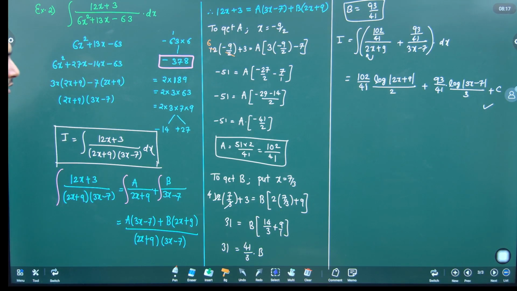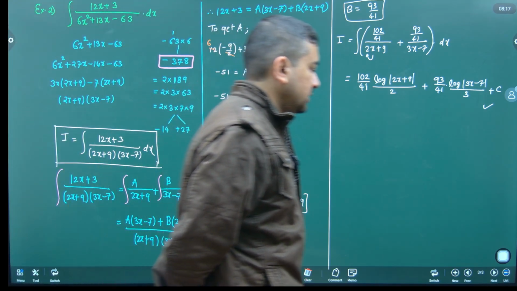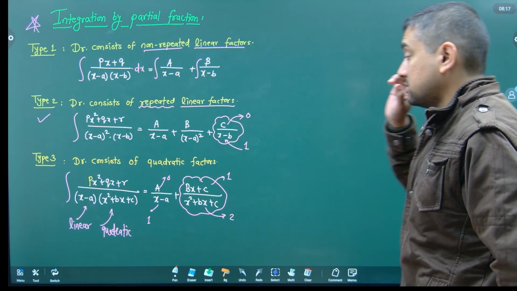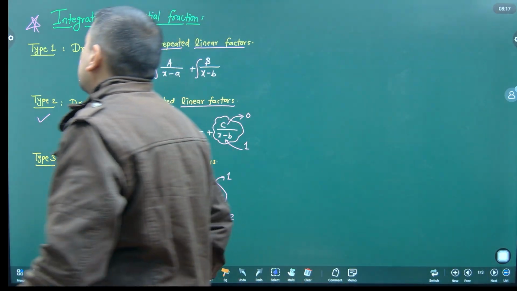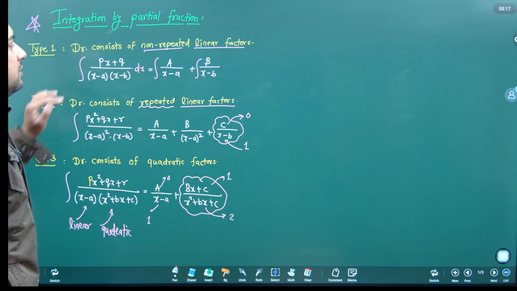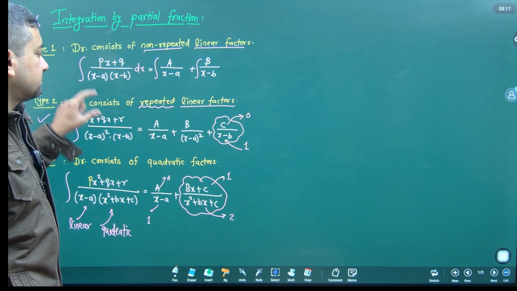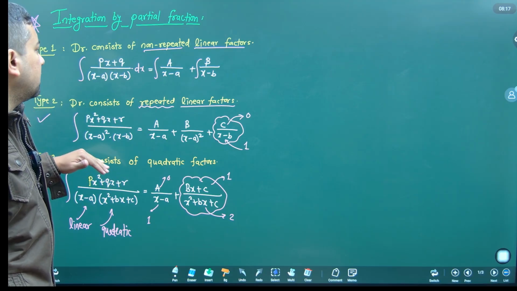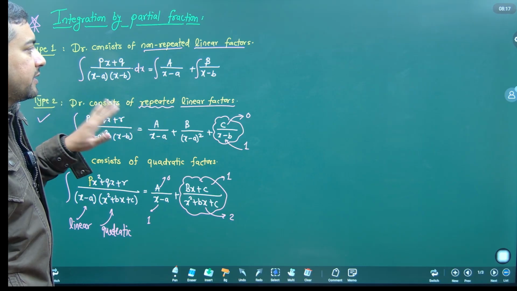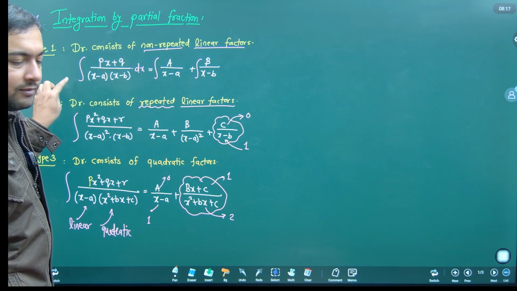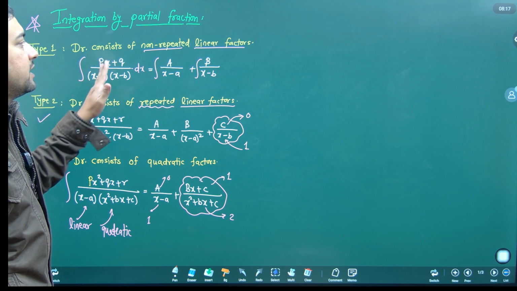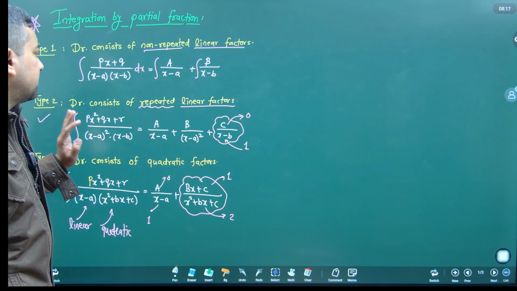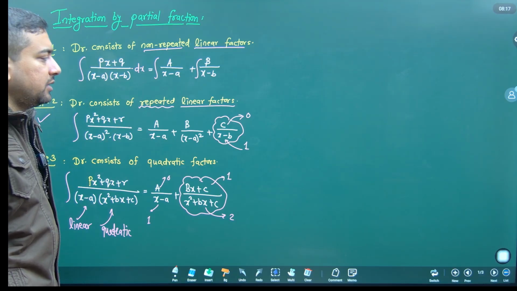Okay, so this chart is very important, whatever we have discussed in the first slide. Once you get the example of partial fraction, see the type, whether it is type 1, type 2, type 3, right? Both the examples which we have solved are of type 1, where the denominator has non-repeated linear factors. Now let us see some examples on type 2 and then type 3.